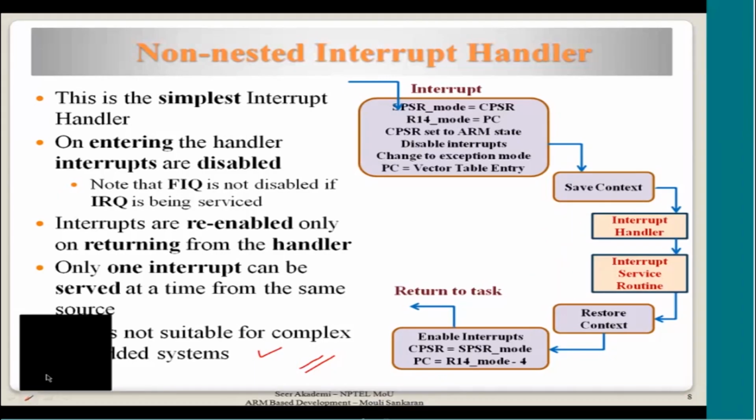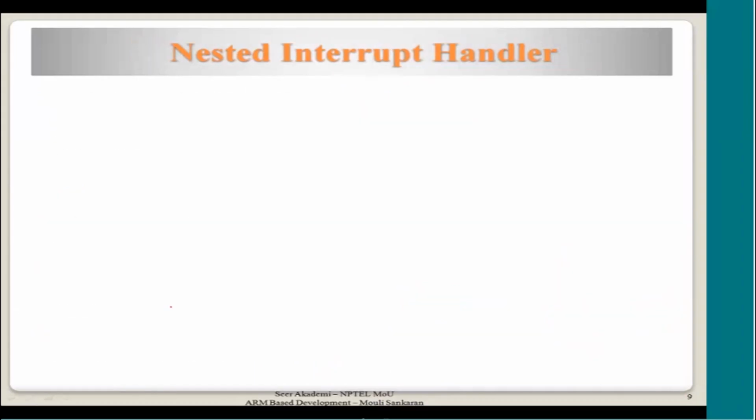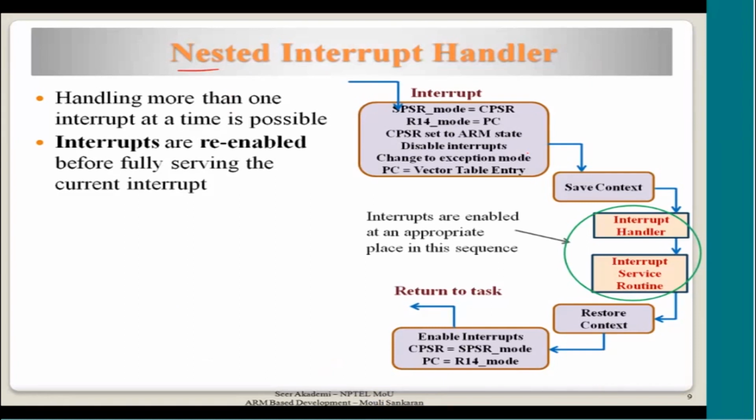Okay. Now the next level of handling is nested interrupt. Now what happens in a nested interrupt? One simple change. This level is same. This is same. Even the saving of context, everything is same. The only thing is, somewhere either in first level handling or second level handling, it depends on the implementation, we enable the interrupt.